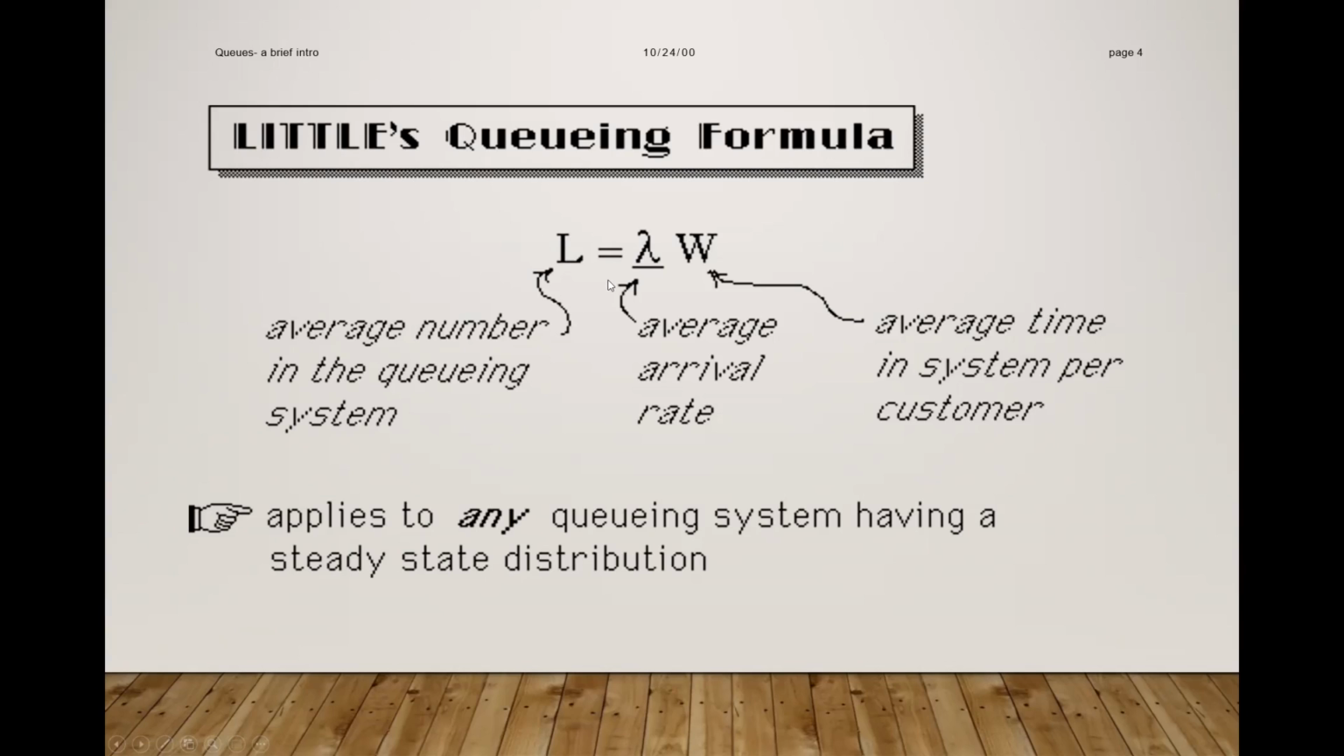And these three quantities can be described by this: the average number is equal to the average arrival rate times the average time in system per customer. So intuitively, how can we describe this? It seems obvious, right? Because you have here the average time in the system, and this describes how many people are arriving, because this is the rate, right? And that is actually the average number in the queuing system.